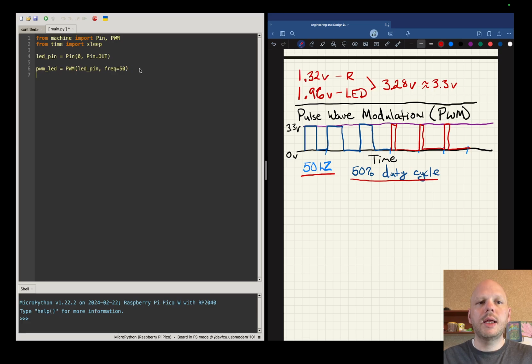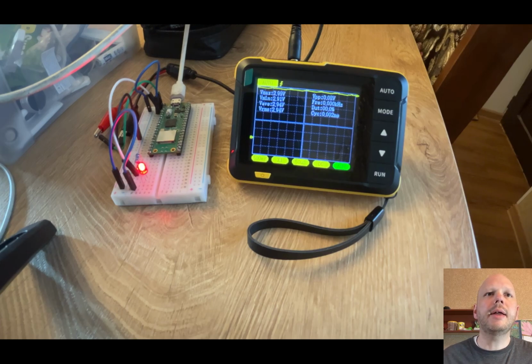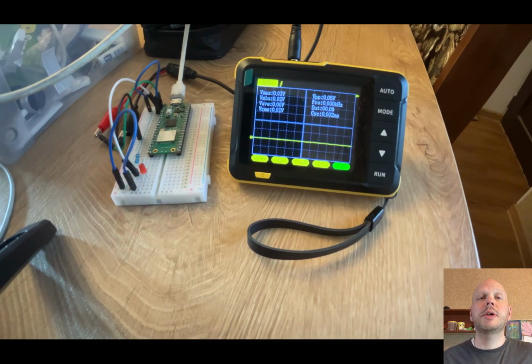So this is creating a pulse wave modulation LED. Now, if I go ahead and run my code, there we go. So you can see my LED output here. So I'm going to save my code, and nothing happens because I have not set the duty cycle.